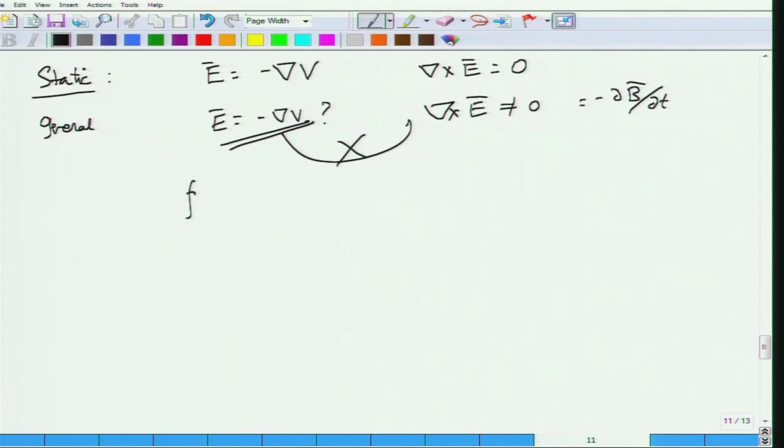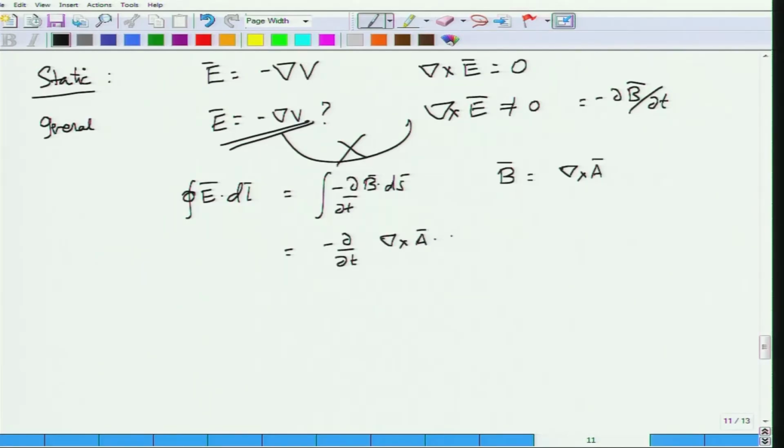Let us go back to Faraday's law, right, in the integral form. So write down this as integral of E dot dl, which is the EMF produced, given by minus del by del t of B dot ds. Okay. Now I know what B is in terms of the vector potential A. So B is equal to curl of A. So I can write down this as minus del by del t, I can pull this minus del by del t outside of the integral and have del cross A dot ds. Okay. I can also push this del by del t inside and write this as minus del cross del A by del t dot ds.